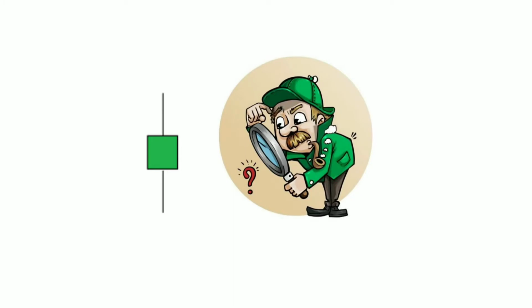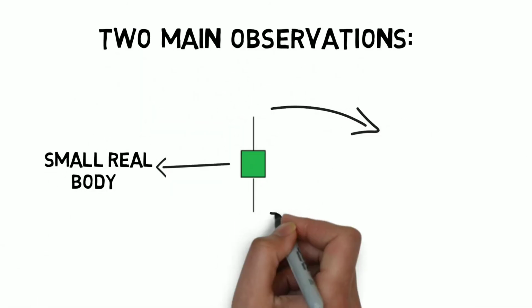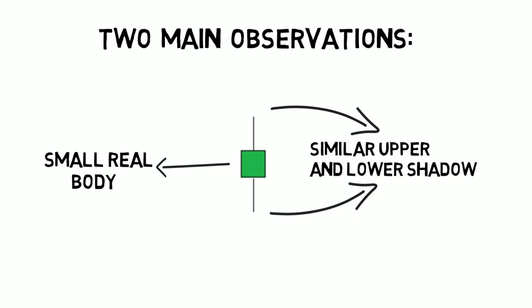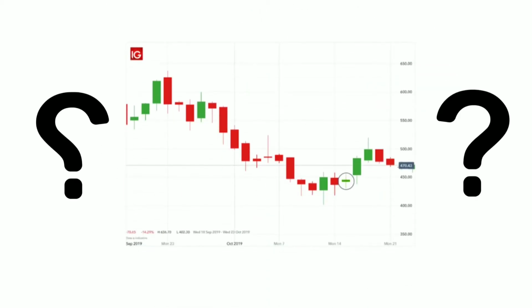Now just take a look at the spinning top candlestick. What observations do we make from this candlestick? There are two main observations: a small real body and similar upper and lower shadows. Now let's understand why a spinning top forms in a chart.